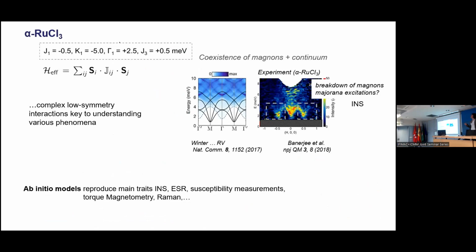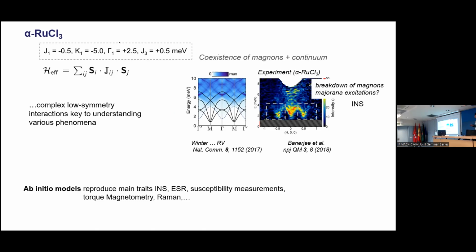But nevertheless, because it has this strong Kitaev interaction, so you see this is the largest interaction, the excitations are rather anomalous. And this is already very interesting: in the ordered phase, you have the magnons, but you also have all this continuum of excitations that come from interacting fractionalized Majoranas.